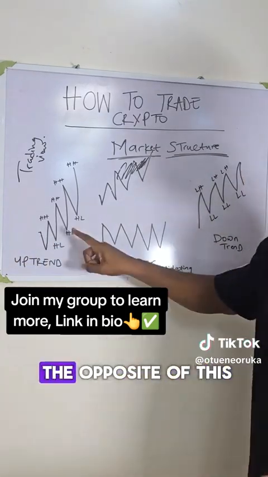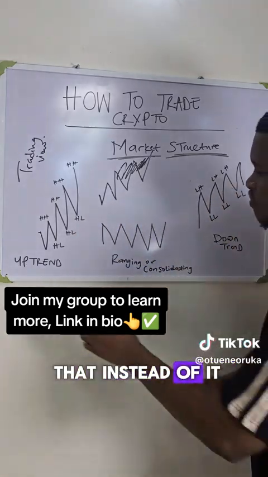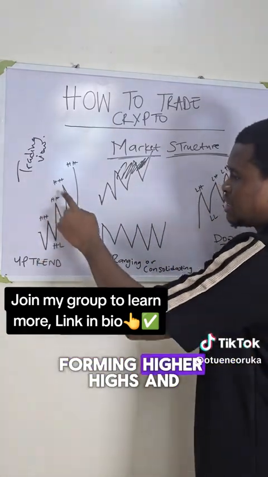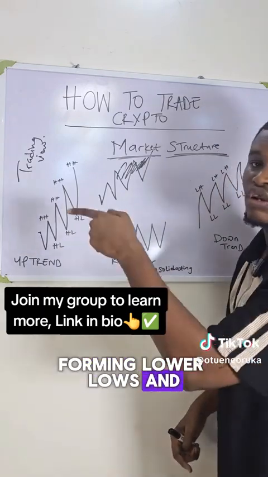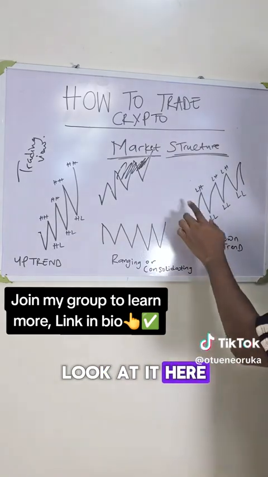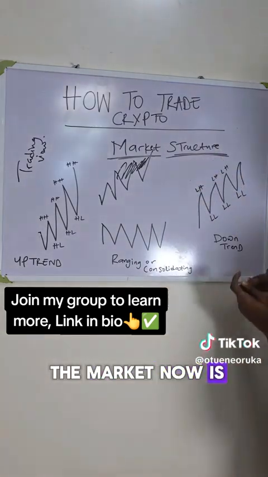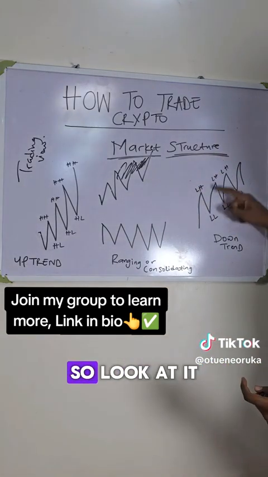Then if you see the opposite of this, in such a way that instead of it going up, forming higher highs and higher lows, it's going down instead, forming lower lows and lower highs. Look at it here. The market now is going down.